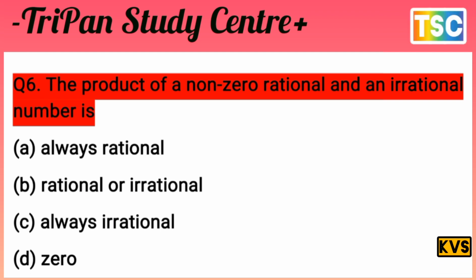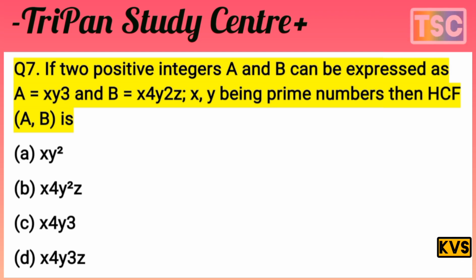If you thought always rational number, that is a wrong answer. Rational or irrational number, that's also wrong. The answer is C, correct here. Always irrational number. The product of a non-zero rational and irrational number is always irrational. Let's see the next question. The next question is important.